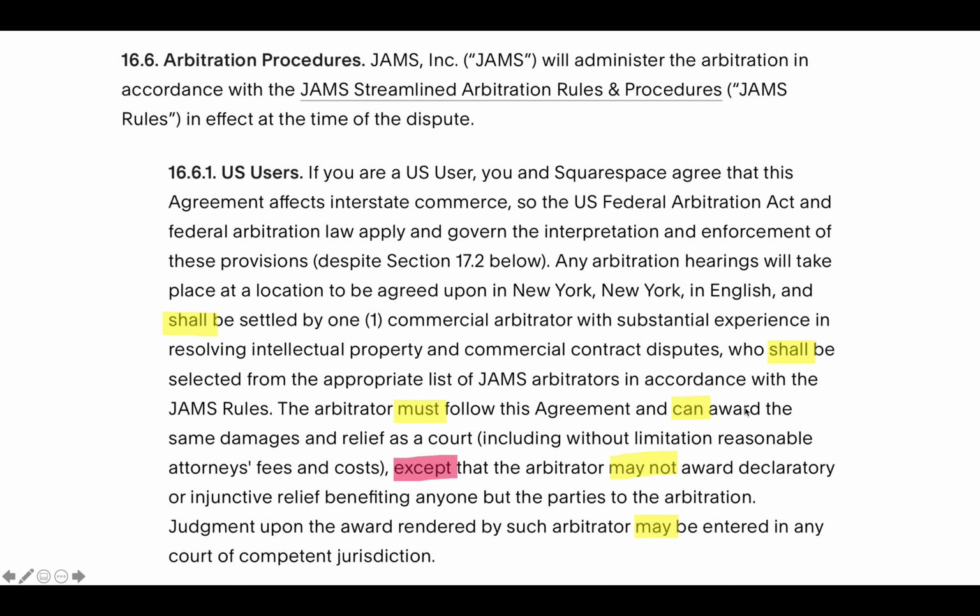However, and can award is different. That means have permission to, may, but does not need to, whereas must means absolutely must in all situations. Then again, an important restricting term here, except that the arbitrator may not. And here also, it's the same thing as shall not. There's no difference in terminology there.